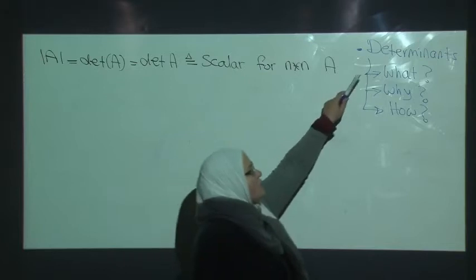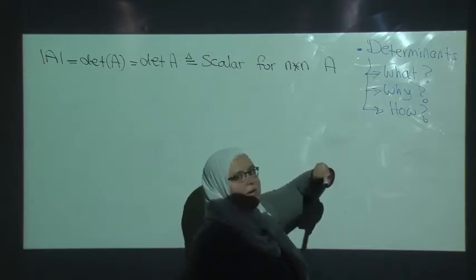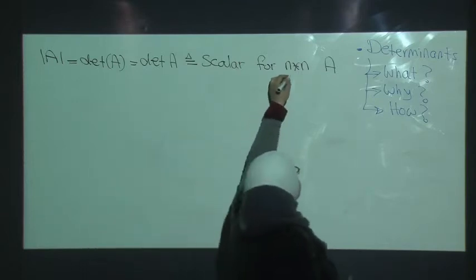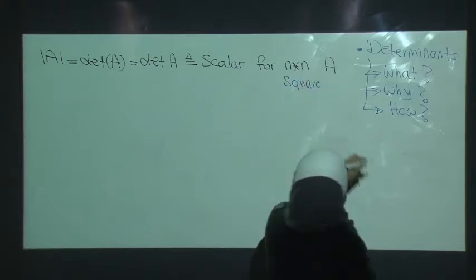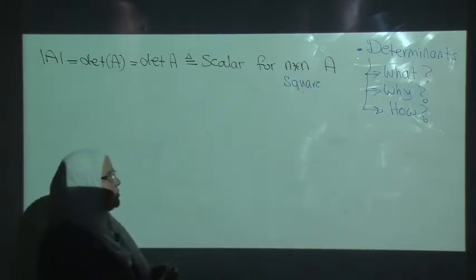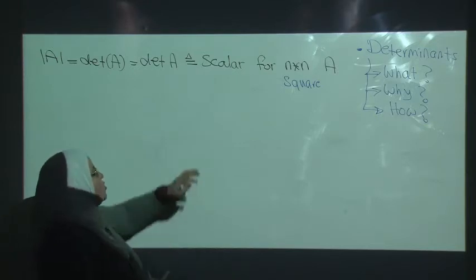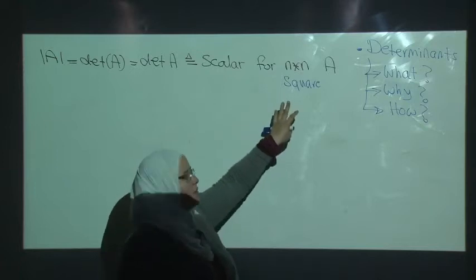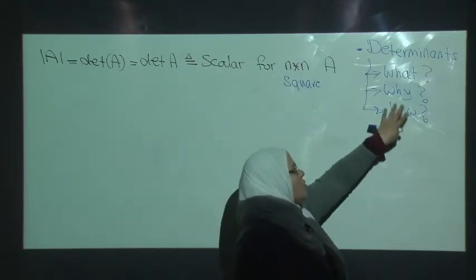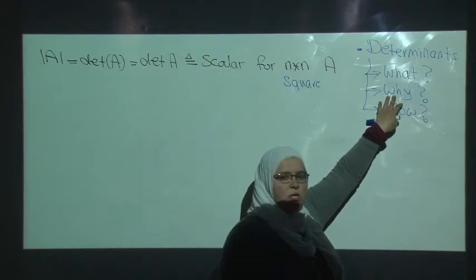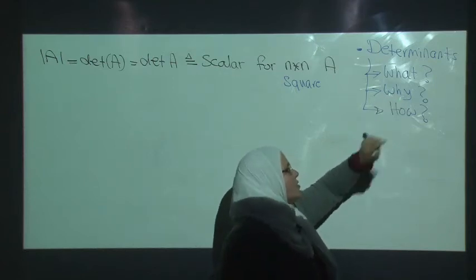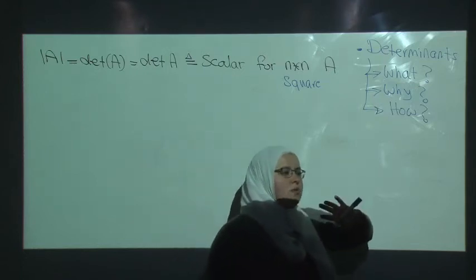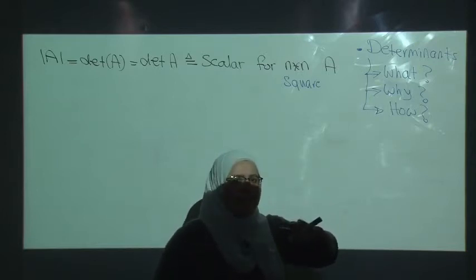So it's a scalar quantity for any n by n matrix. What does it mean, n by n matrix? It means that it's a square matrix, where the number of rows is the same as the number of columns. So we are going to deduce a scalar quantity from a matrix, its determinant, to help us in solving linear systems of equations, and to tell us more about the behavior of the system or the type of its solution, as well as in getting the inverse.